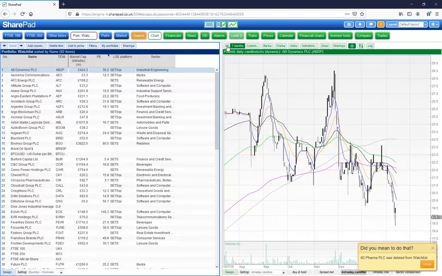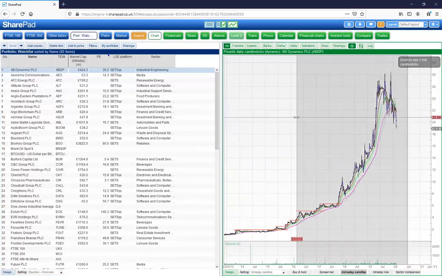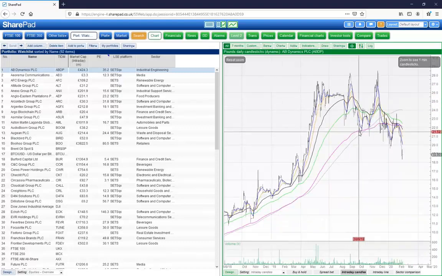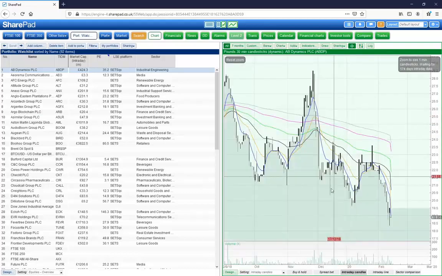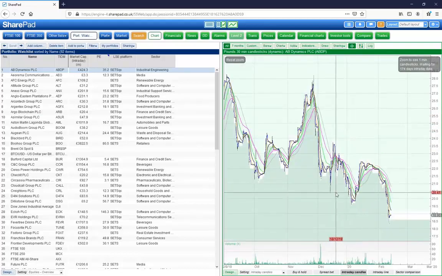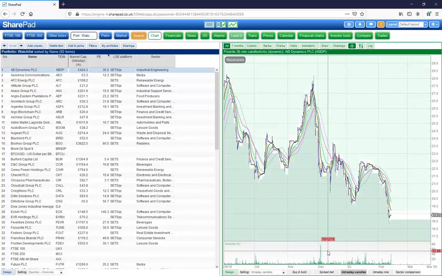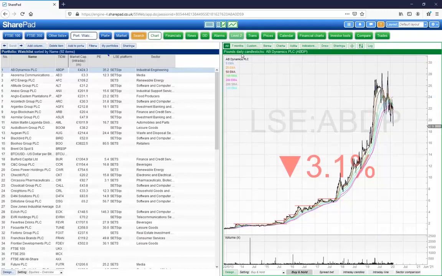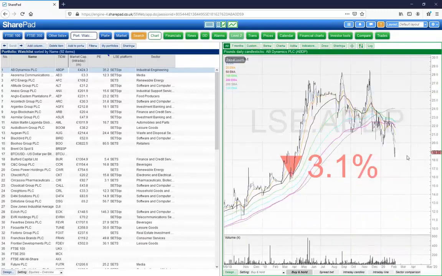AB Dynamics, so we can see a nice stage 2 uptrend there. We've now got the moving averages starting to point down. The problem with this stock is that to short it, the spread is quite wide. So far I've just watched it and I haven't actually taken a position. And we're on intraday at the moment. If we click buy and hold there, that would take us back onto the daily candlesticks.